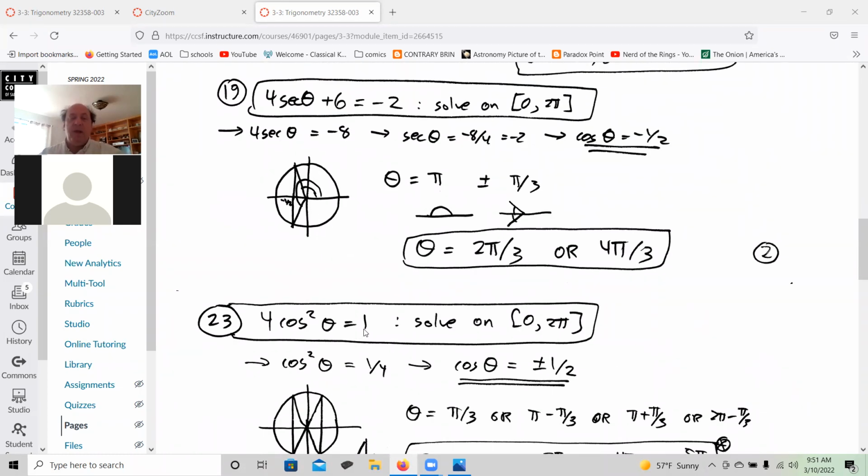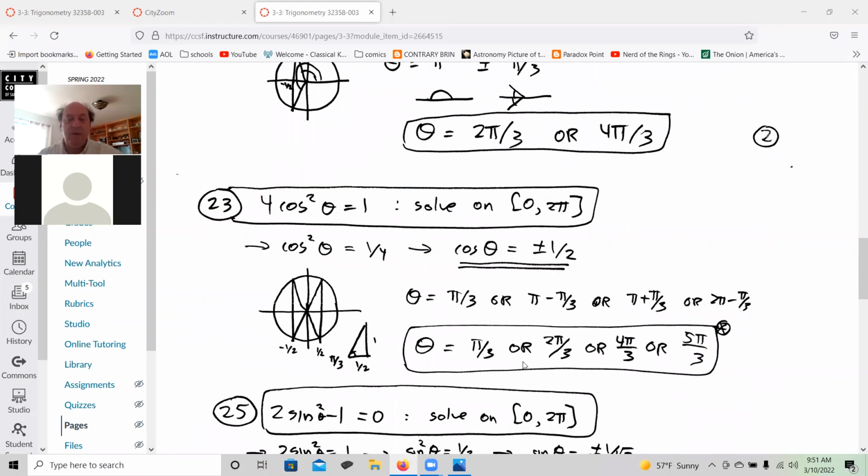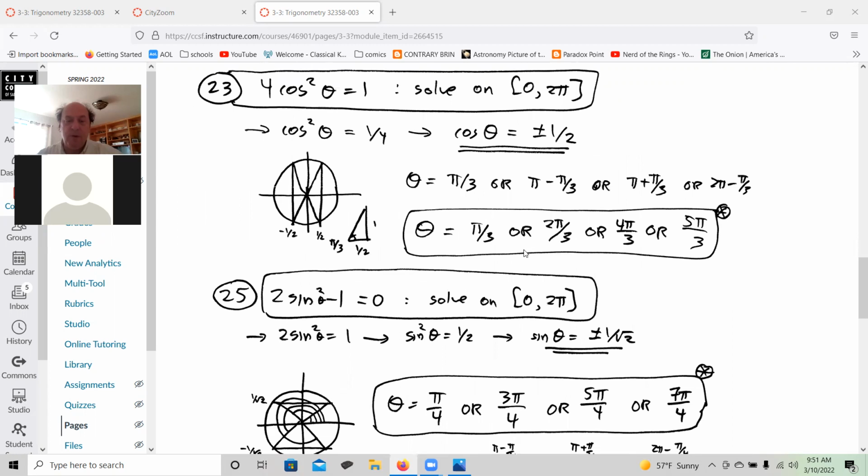For 4 cos squared theta equals 1, solve on the unit circle. Well, cos squared equals 1/4. Cosine theta equals plus or minus 1/2. So we draw vertical lines at -1/2 and +1/2. And this is 60 degrees, or pi over 3. This is 2 pi minus pi over 3... this is pi minus pi over 3, which is 2 pi over 3. And this is pi plus pi over 3, which is 4 pi over 3. Or this is 2 pi minus pi over 3, that's 5 pi over 3. So those are the 4 solutions.